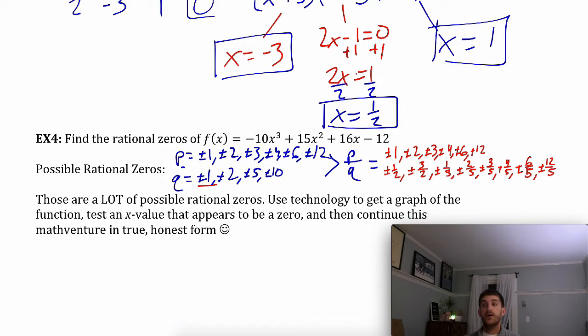Now we got to do all of them divided by 10. So we'll do the plus or minus 1 divided by 10. That gives us plus or minus 1/10. Plus or minus 2 divided by 10 is plus or minus 1/5. Thankfully, we already got that. Plus or minus 3 divided by 10, that one we don't have. Plus or minus 3/10. 4 divided by 10 is 2/5, we already have that. 6 divided by 10 is 3/5, we already have that. 12 divided by 10 is 6/5, we already have that. Okay, that's a lot.